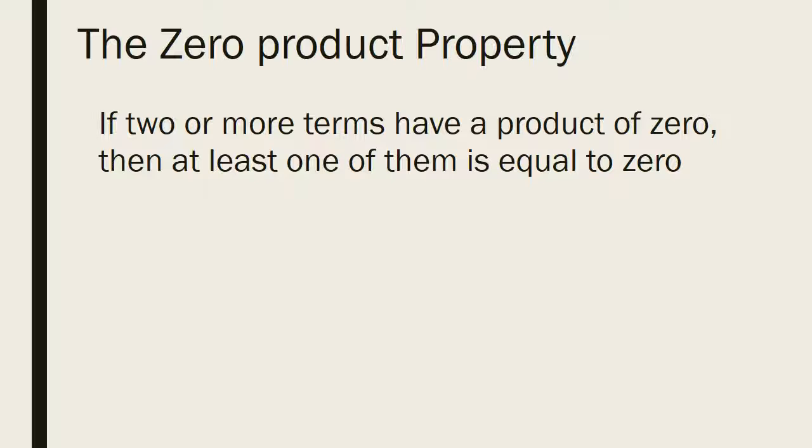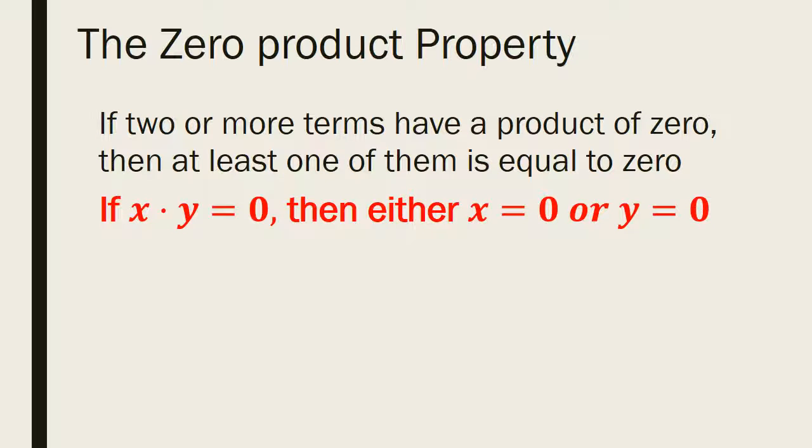What does that mean? It means that if we have x times y equals 0, that means we have two factors, x and y, multiplied by each other and equal to 0. This rule, the zero product property, says that if x times y equals 0, then x equals 0 or y equals 0, or both are equal to 0.